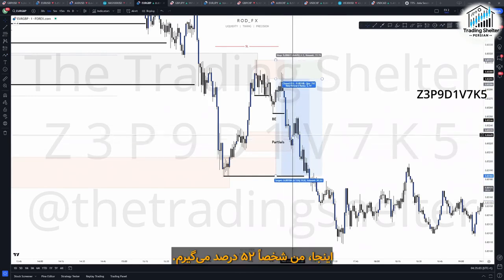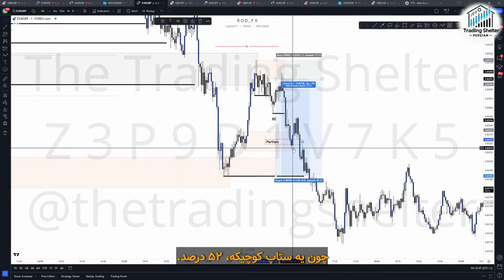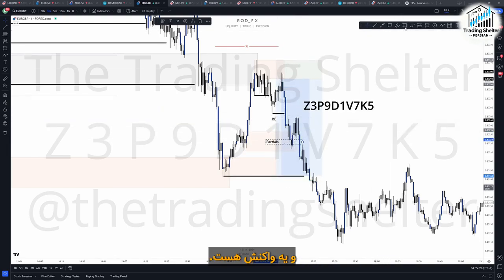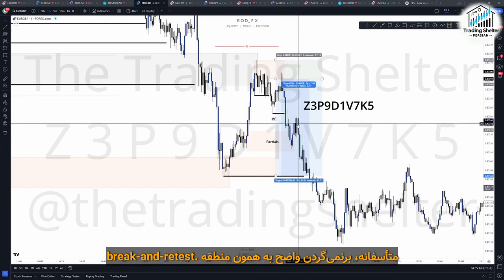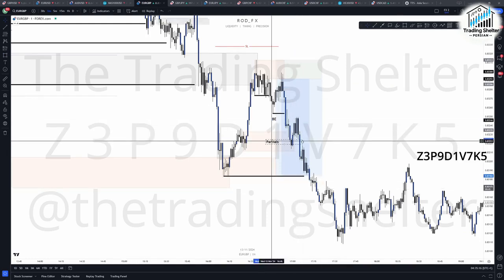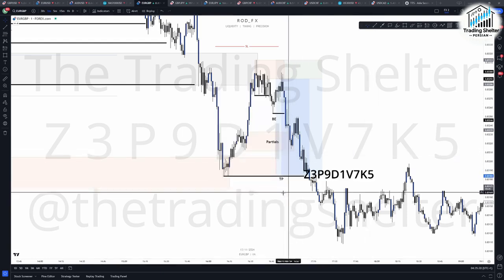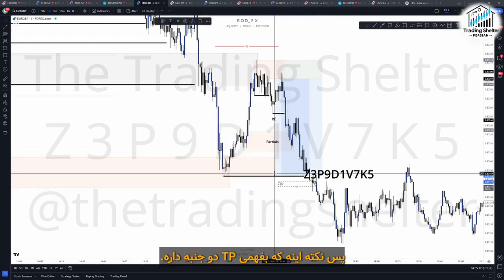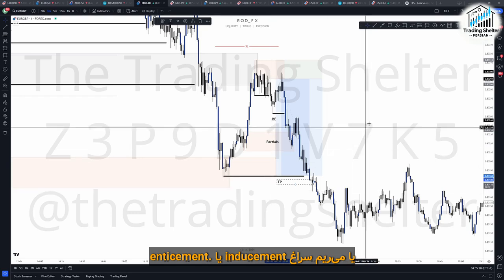So here, personally, I would take 25% because it's a small setup. 25%. Then there's a reaction. Unfortunately, they don't come back very clearly on the break and retest zone. Otherwise, I would add a position, and your maximum TP is at the next enticement zone. So the moral is to understand that the TP has two things. We either target the inducement or we target the enticement.